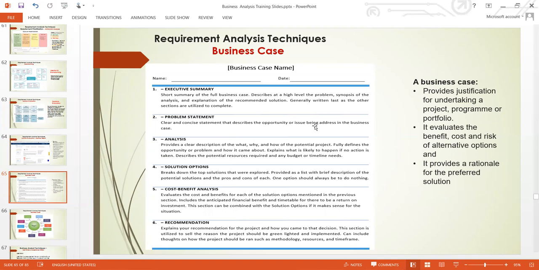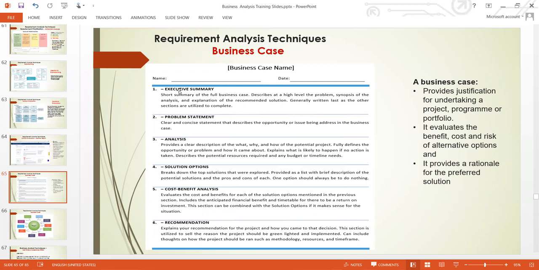So, what is a business case? A business case provides justification for undertaking a project, program, or portfolio. It evaluates benefits, cost, risk, and alternative options, and provides a rationale for the preferred solution.